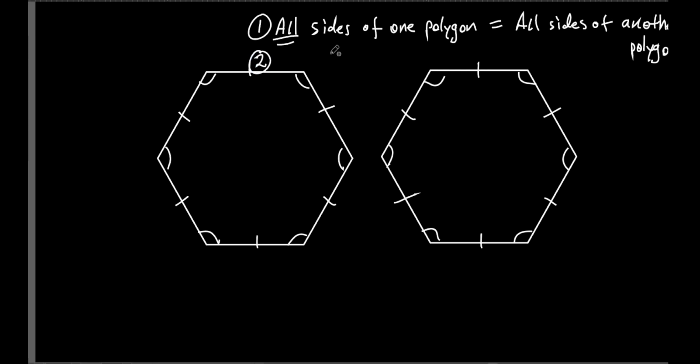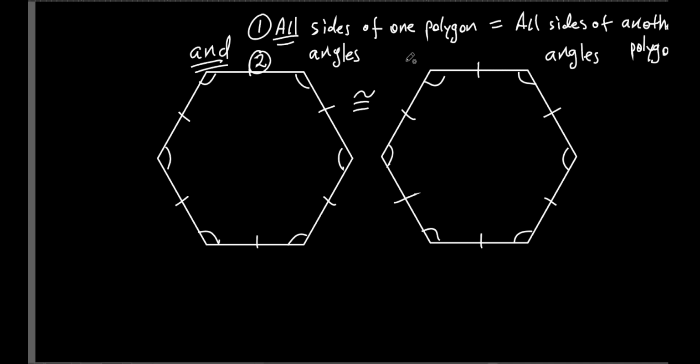And I'm just going to write this word in. I'm not going to write every single word. And if you know all the, what else did I mark equal? All the angles. So if you know all the angles of one polygon are equal to all the angles of another polygon, then if you know all that stuff, what can you say about these two polygons? Then they are what? Congruent to each other. Okay?